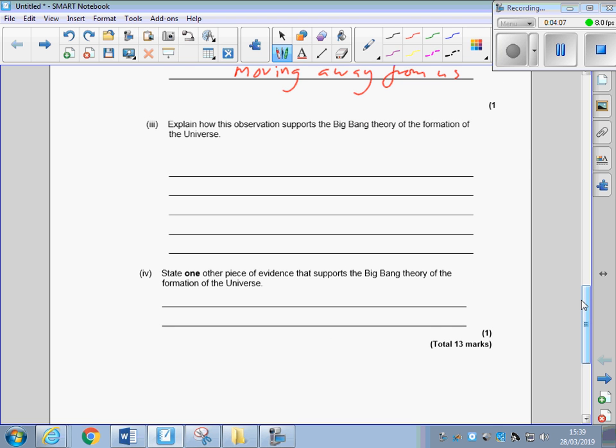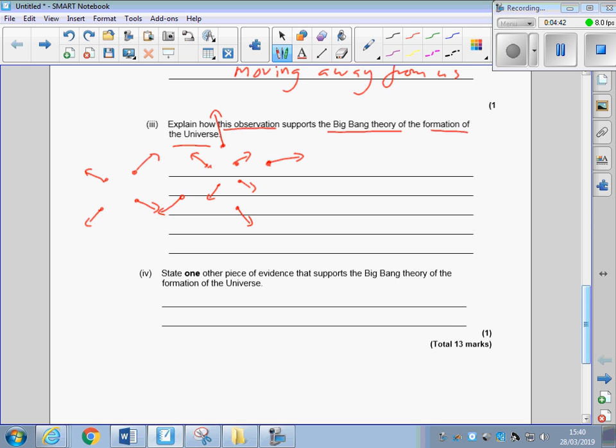Now, explain how this observation supports the Big Bang theory and the formation of the universe. So it would be nice just to say, well, the galaxies are all moving away from us, therefore there must have been a Big Bang. But that's an oversimplification. That won't get you all the marks here. What you need to say is, when we look at the galaxies that are close to us, they are moving away. When we look at the more distant galaxies, they are also moving away, but they are moving away faster.